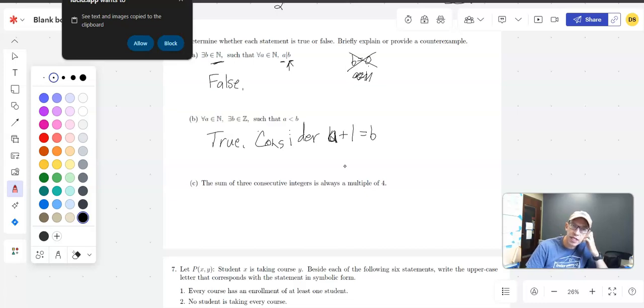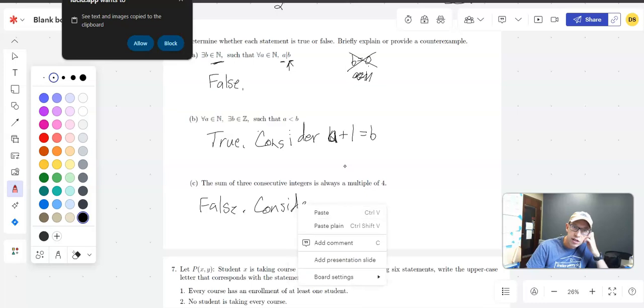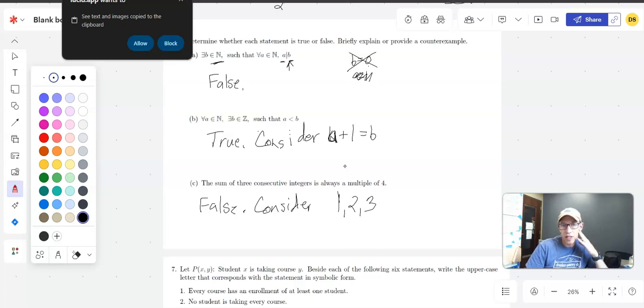Okay, sum of 3 consecutive integers is always a multiple of 4. False. Consider, I don't know, 1, 2, 3. So the sum is 6, which is not a multiple of 4.